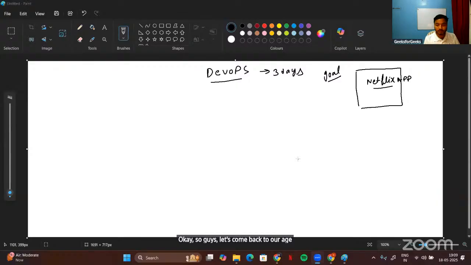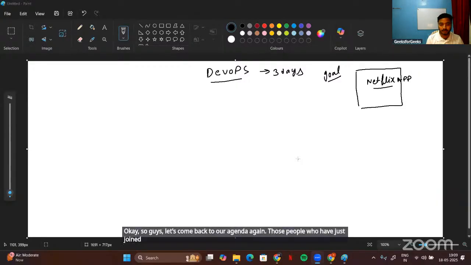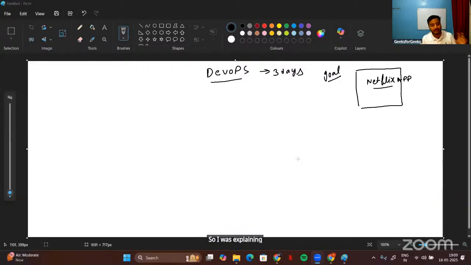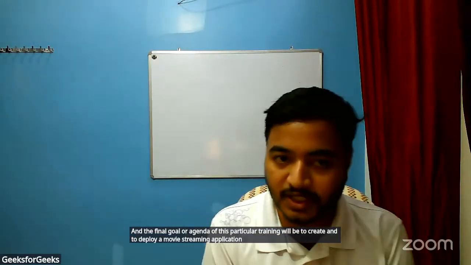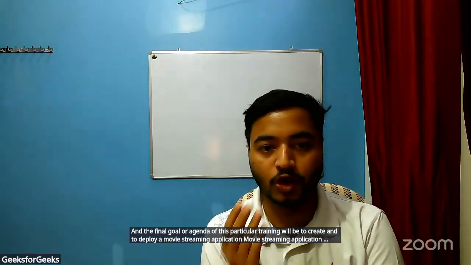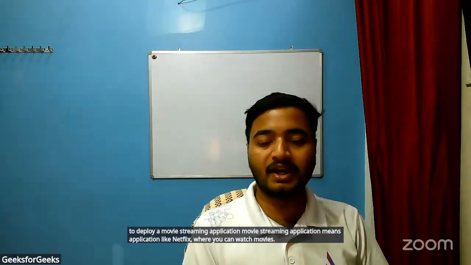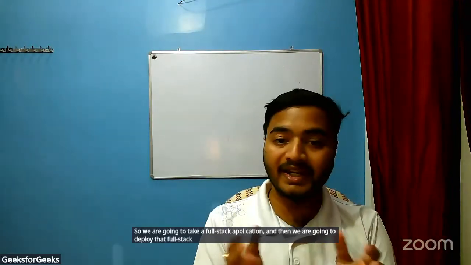Okay. So guys, let's come back to our agenda again. For those people who have just joined this workshop, I was explaining that we are currently in a 3 days workshop on DevOps. The final goal of this training will be to create and deploy a movie streaming application, meaning an application like Netflix where you can watch movies. We are going to take a full stack application and deploy it on AWS cloud via a CI/CD pipeline.